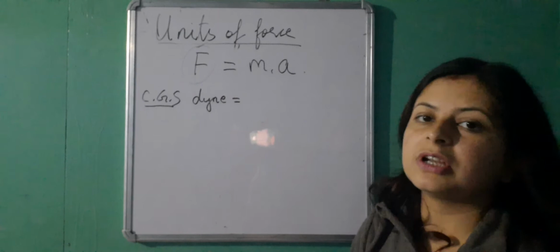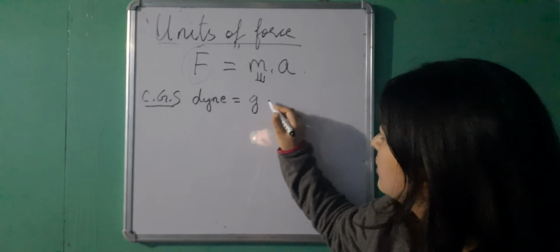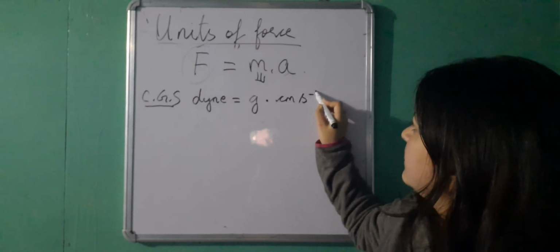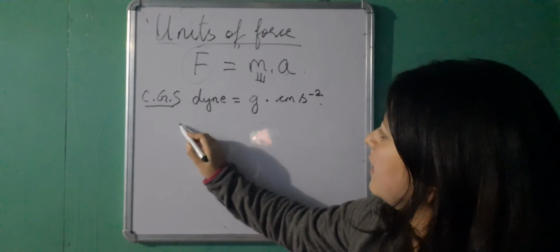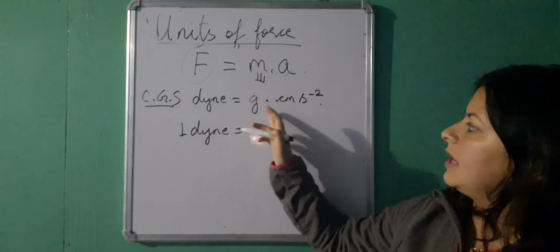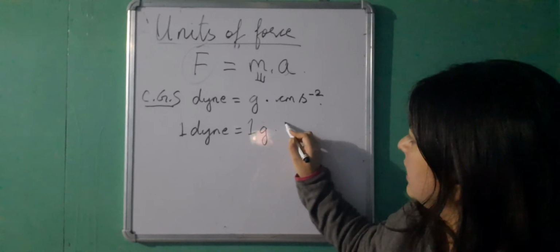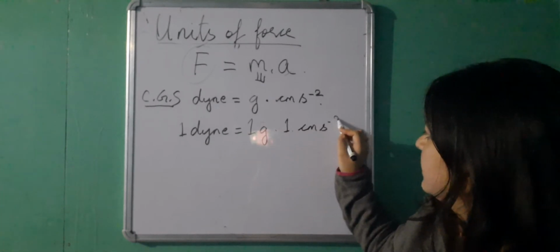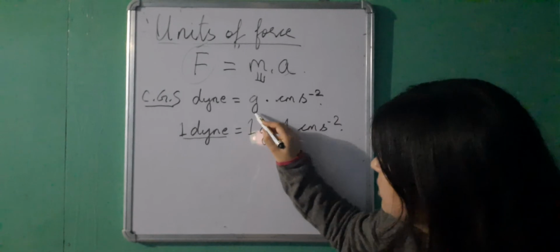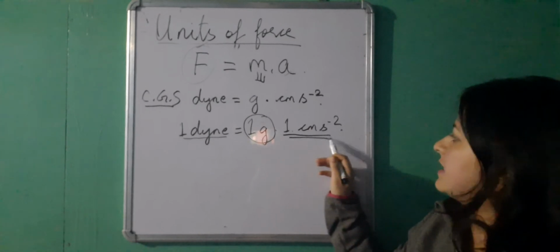Replace each term in the formula by the respective units. Unit of mass in the CGS system is gram, and unit of acceleration in the CGS system is centimeter per second square. So if you want to define 1 dyne, on the right hand side we have to make it 1. So 1 into 1 will be 1. So we'll put 1 in front of gram and 1 in front of centimeter per second square. So 1 dyne is the force which when applied on a mass of 1 gram produces an acceleration of 1 centimeter per second square in the body.